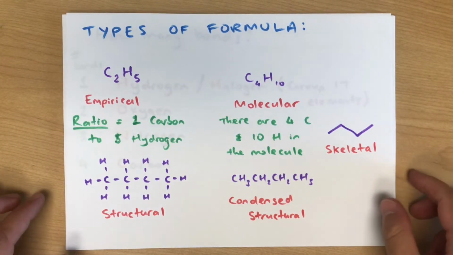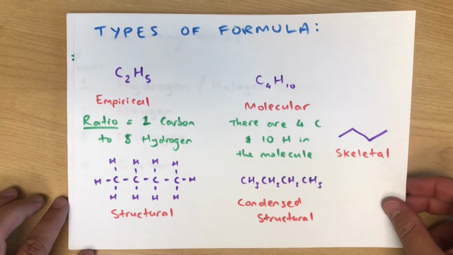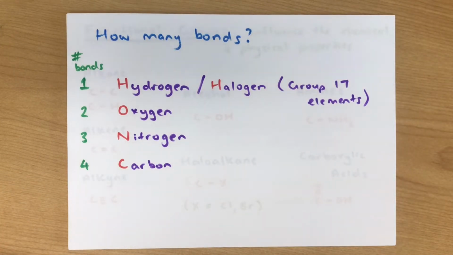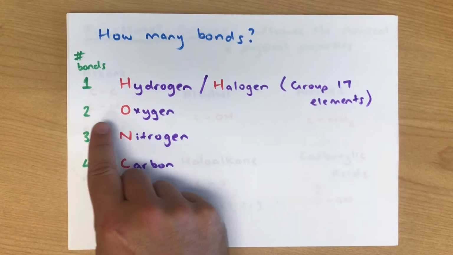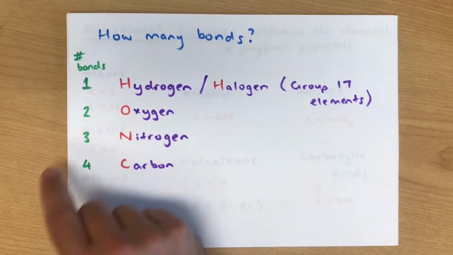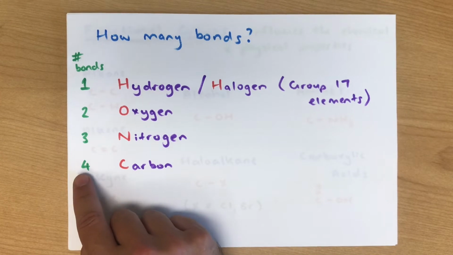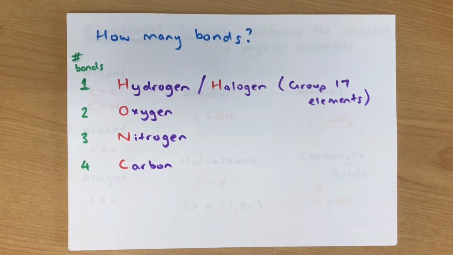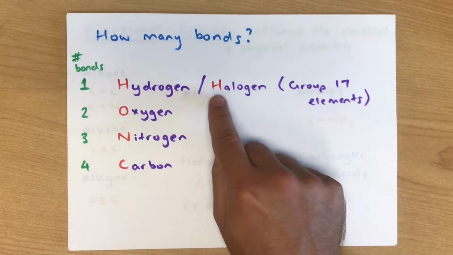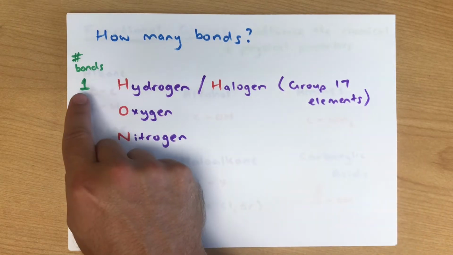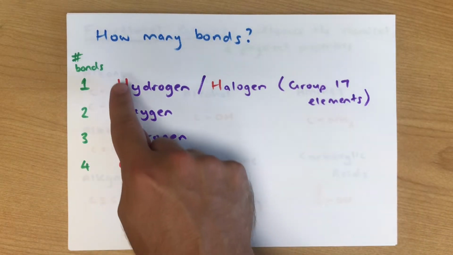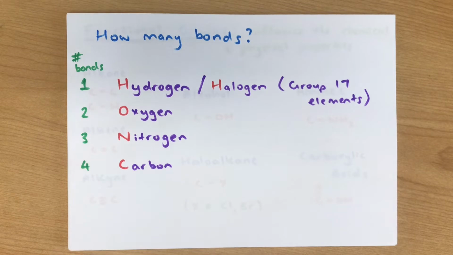We also have to keep in mind the number of bonds that each element can form. Hydrogen only ever forms 1 bond. Oxygen forms 2, nitrogen forms 3, carbon always forms 4. That's really important to keep in mind when drawing and naming organic molecules. Now halogens, that's group 17 elements on the periodic table, also only form 1 bond. So we can call this the honk rule, H-O-N-C, which is 1, 2, 3, 4 for the number of bonds they can form.